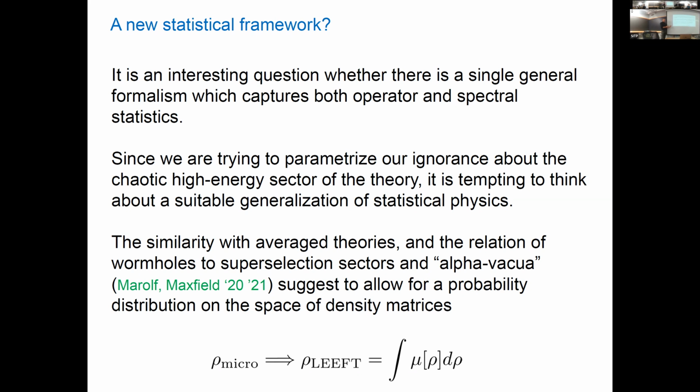In this particular case, you can ask exactly the same question. I have some low energy information, but I have ignorance about the full theory. What is the right statistical physics generalization that captures the type of ignorance that I have in this situation? And basically the proposal is that the type of generalization of statistical physics that we need is that we should replace the ordinary thermal state by a probability distribution on the space of density matrices. There's many reasons to believe that this is the right way to generalize standard statistical physics to the type of ignorance that one has in the semiclassical theory.